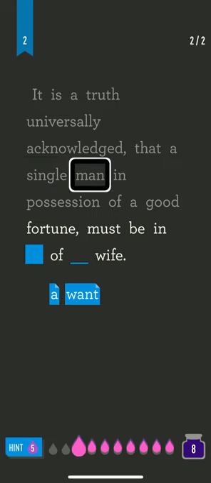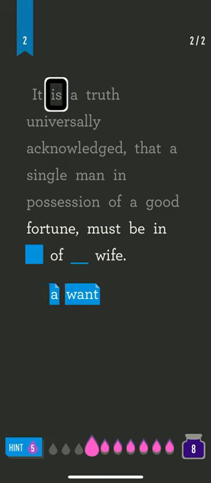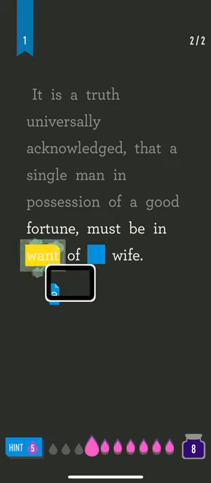A single man in possession of a good fortune must be in want of a wife. It is a truth universally acknowledged.